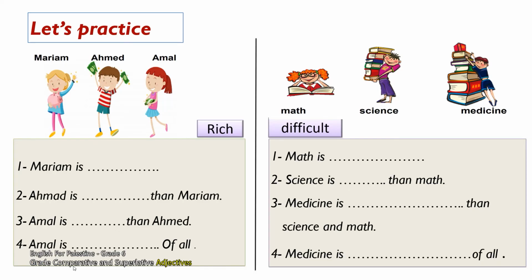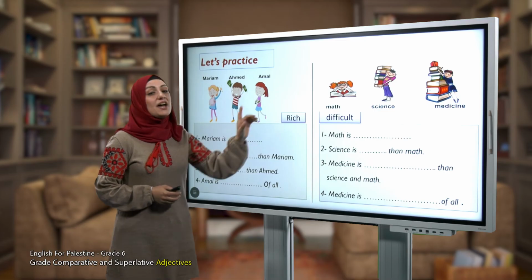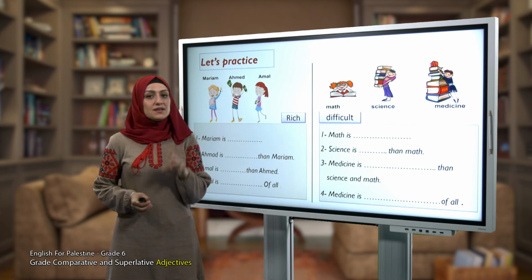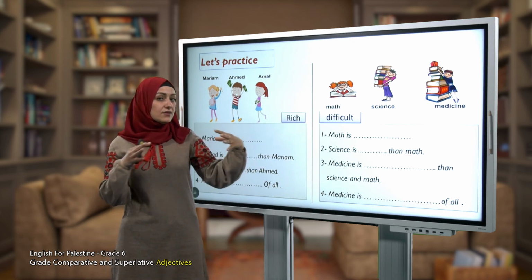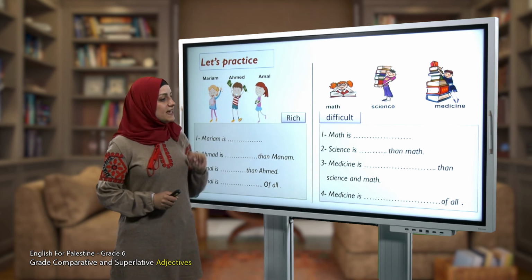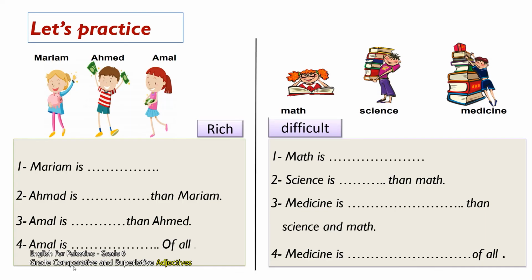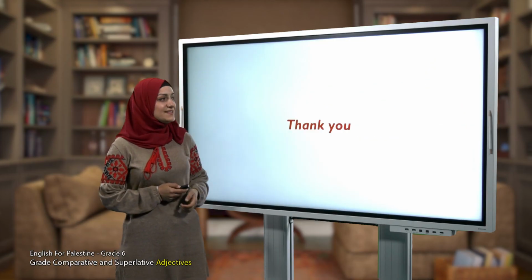Excellent. Now let's compare between math, science, and medicine. And we have the adjective difficult. Remember that difficult is a long adjective. So we say math is difficult. Science is more difficult than math. Medicine is more difficult than science and math. So, medicine is the most difficult of all. Do you agree with this?